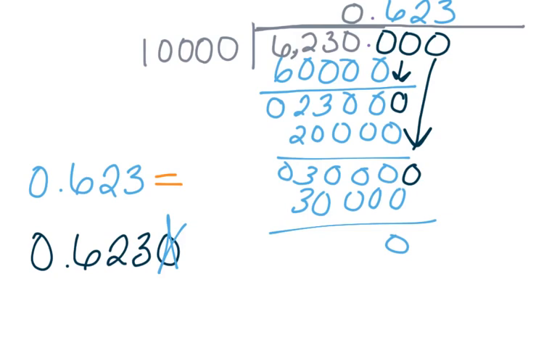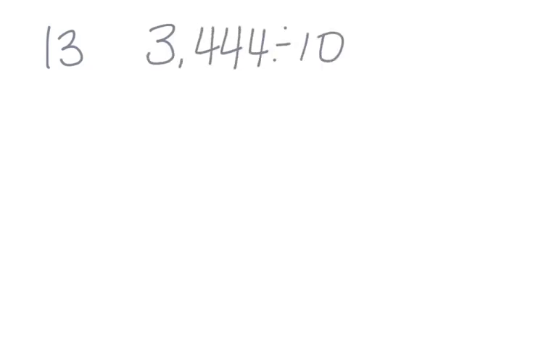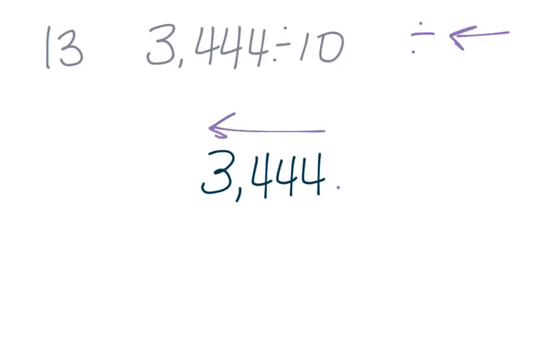All right, let's look at number 13. You have 3,444 divided by 10. Rewrite your number, put the decimal at the end. You're dividing, so you're going to move left. Dividing by 10, we'll move left 1 space. Your answer is 344.4.